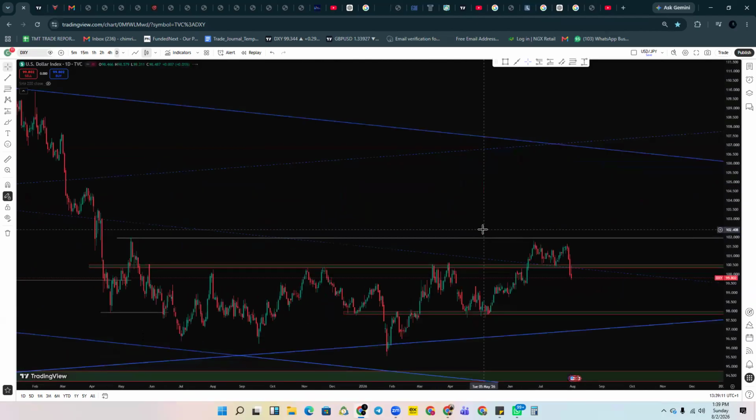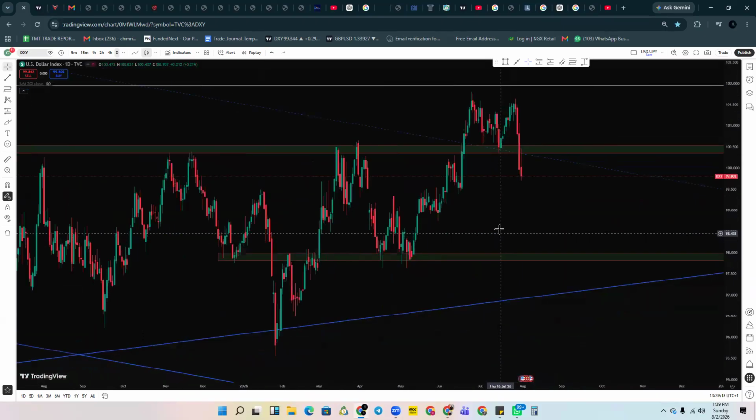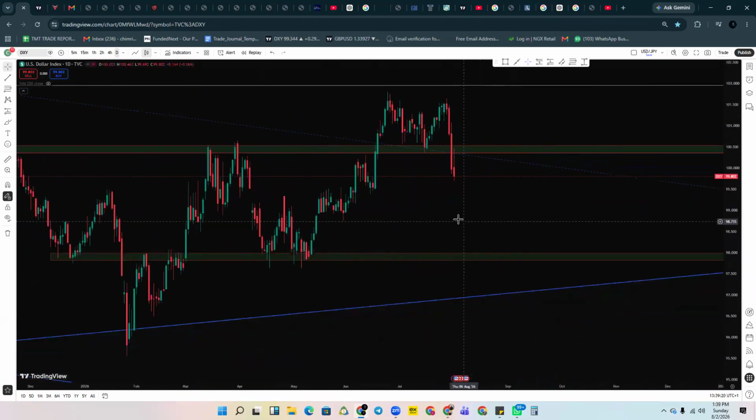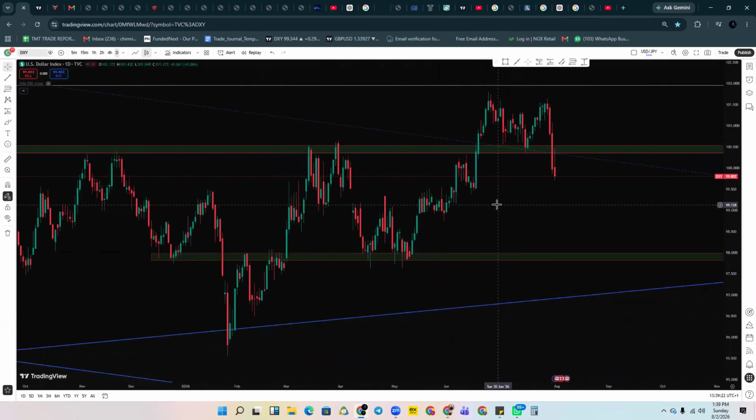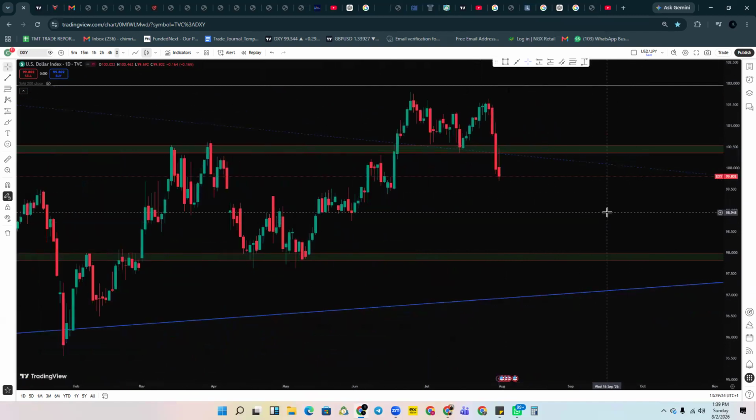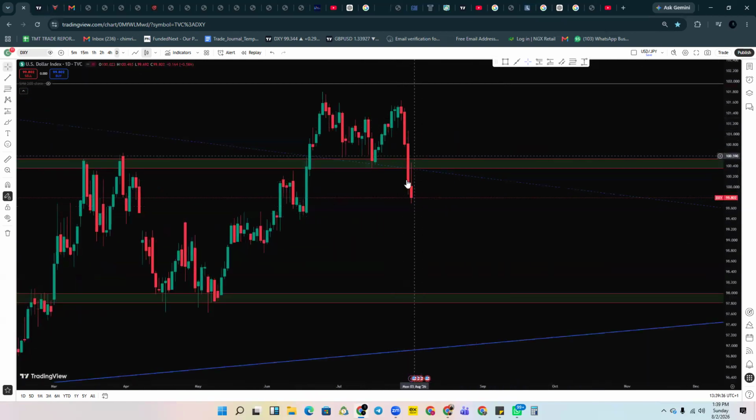Now, this does not particularly mean that we now have a change of character, except we have other confirmations. Probably I'll be looking out for a pullback to retest this zone, and then price giving a strong bearish move, something like this.